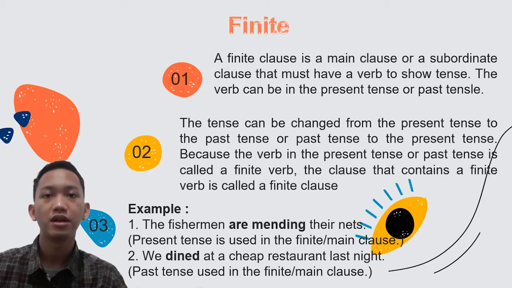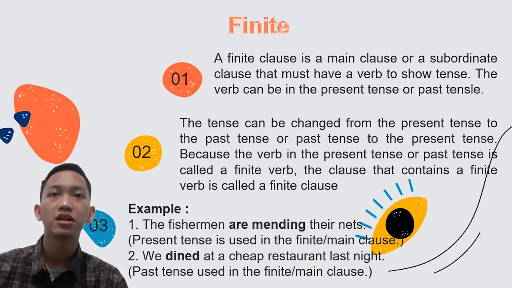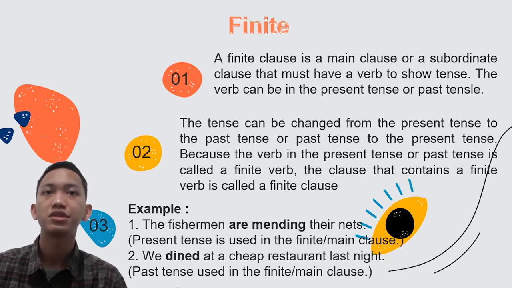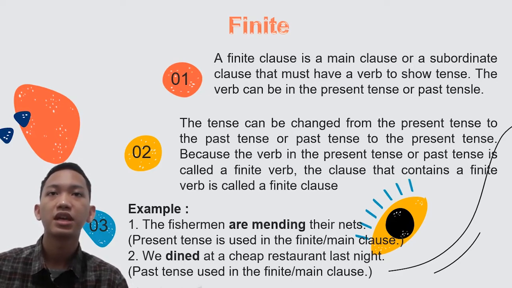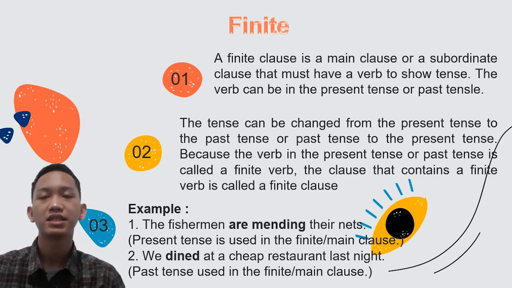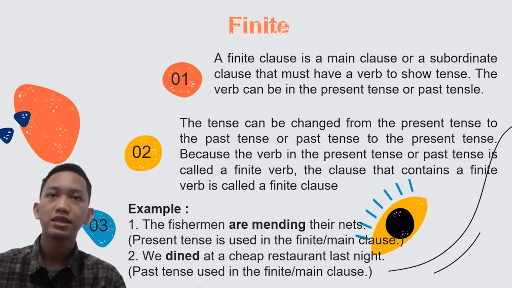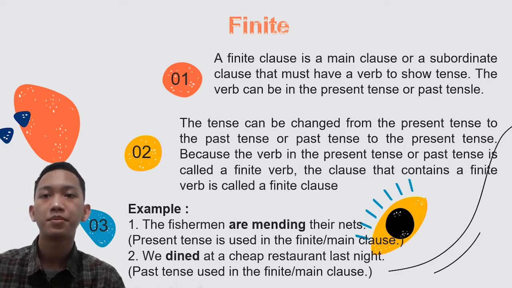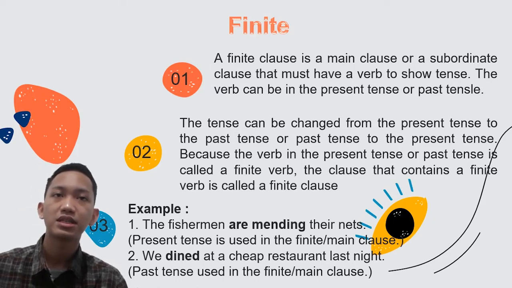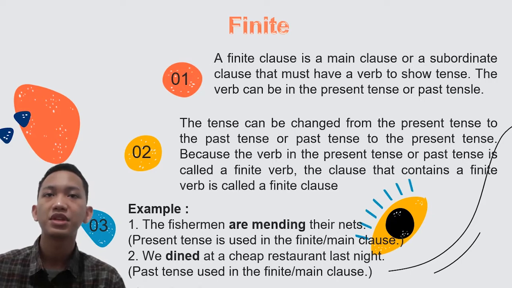I will explain about finite. A finite clause is a main clause or subordinate clause that must have a verb to show tense. The verb can be in the present tense or past tense. The tense can be changed from the present to the past or the past tense to the present tense. The verb in the present tense or past tense is called a finite verb. The clause that contains a finite verb is called a finite clause.